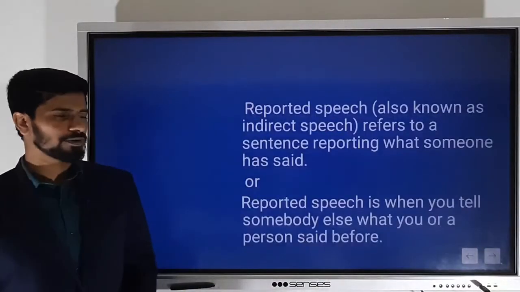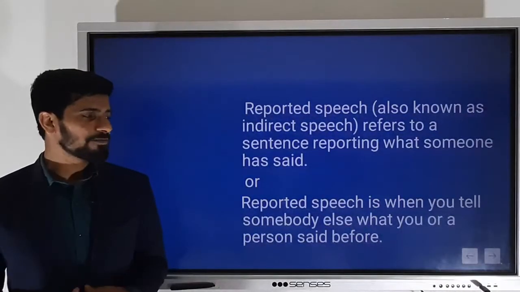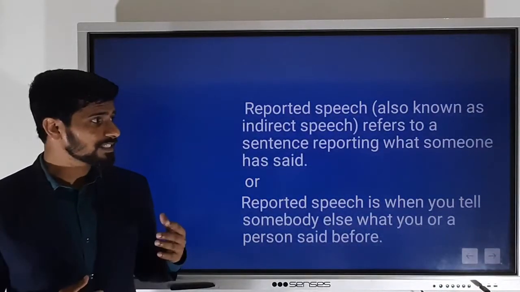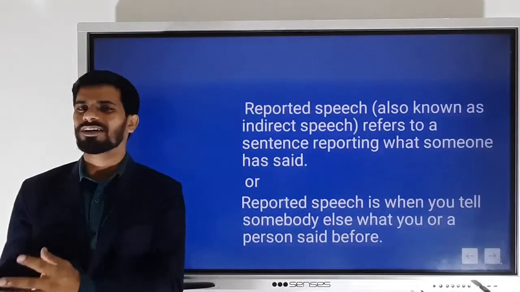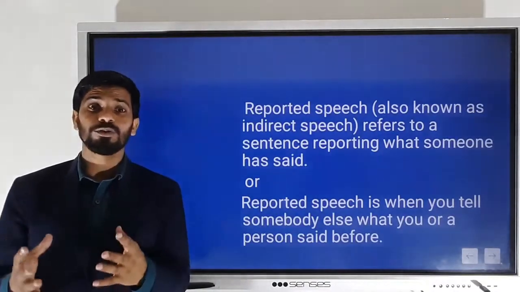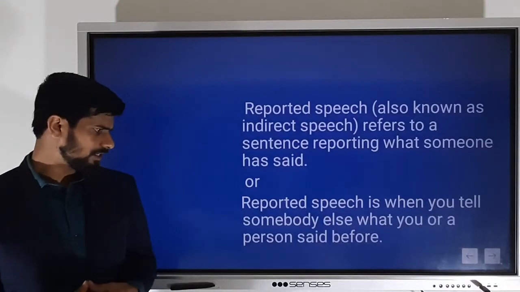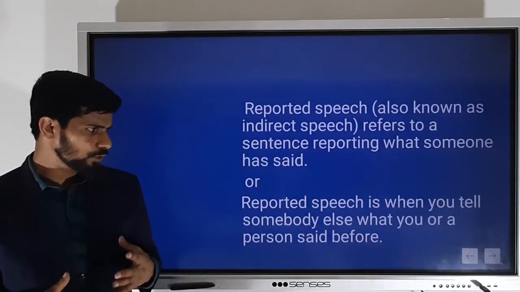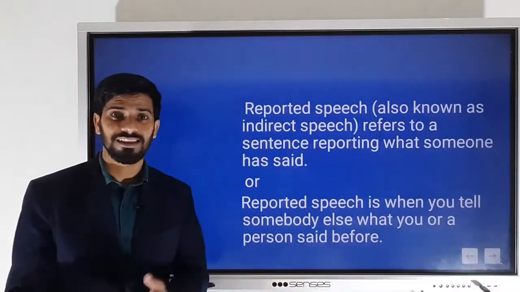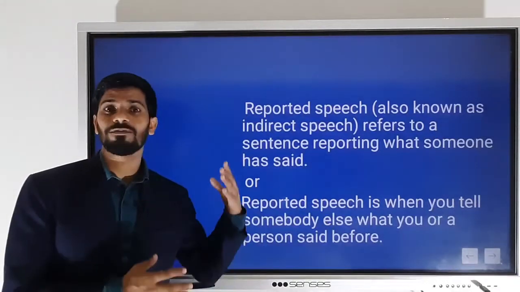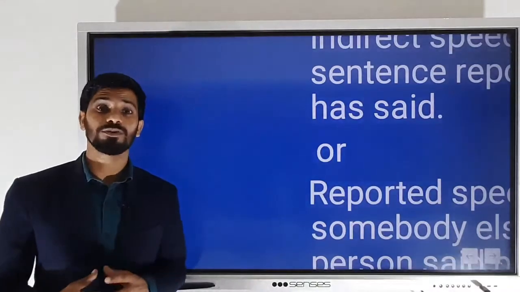So what is the definition of reported speech? We can learn here. Reported speech, also known as indirect speech, refers to a sentence reporting what someone has said. So you are reporting, you are sharing what someone has said to someone else. Then you use reported speech. Or in other words, you can say reported speech is when you tell somebody else what you or a person said before. So you are sharing with someone that you said this and this, and you are sharing that someone else said this and this. So this sentence is said to be reported speech.